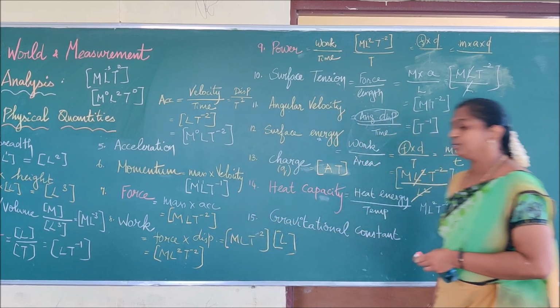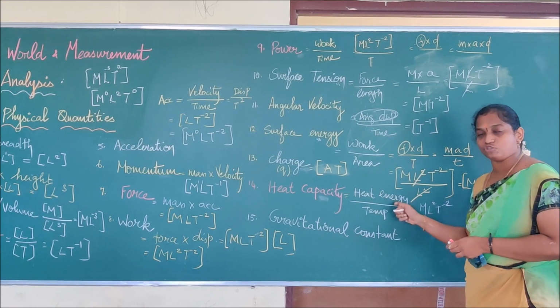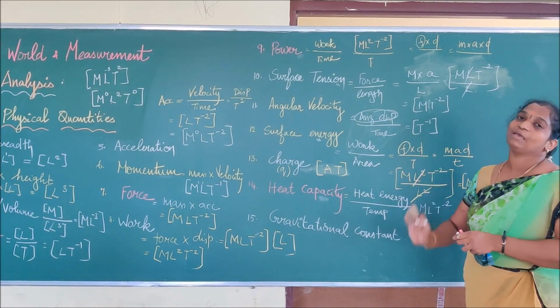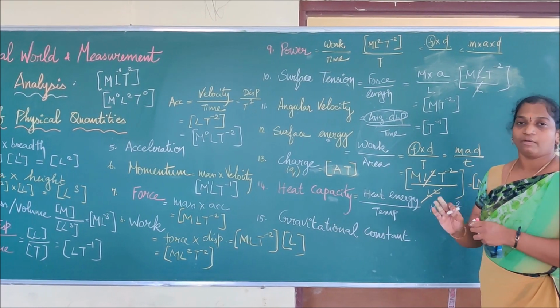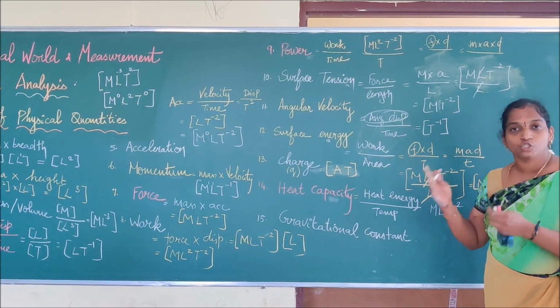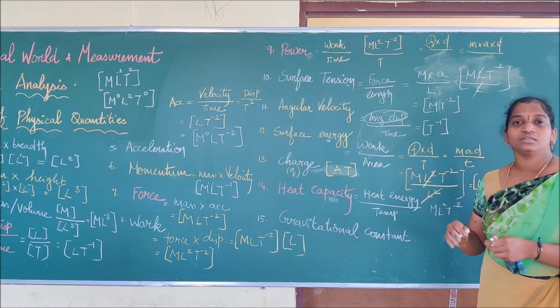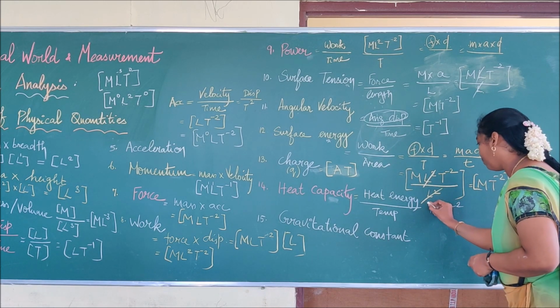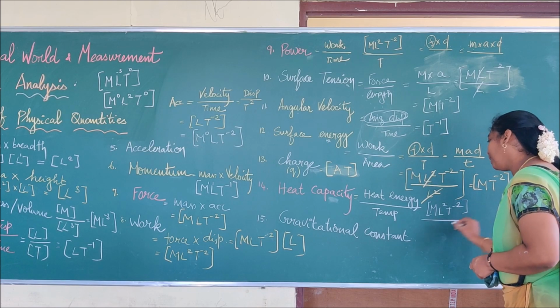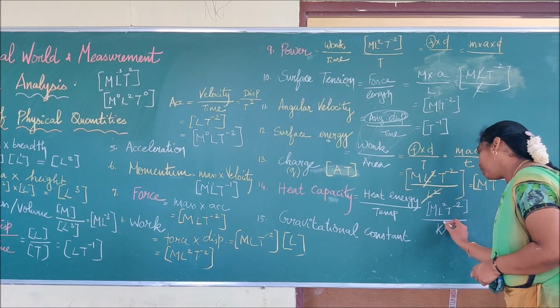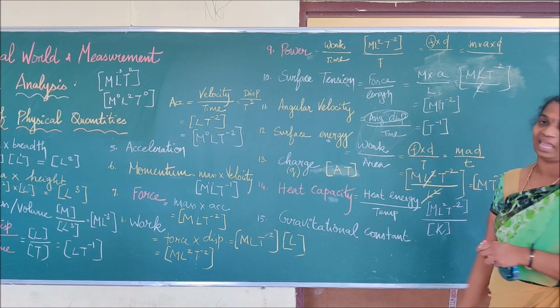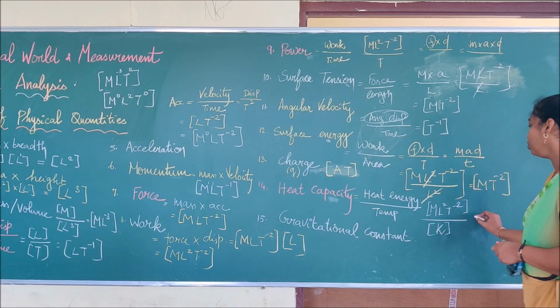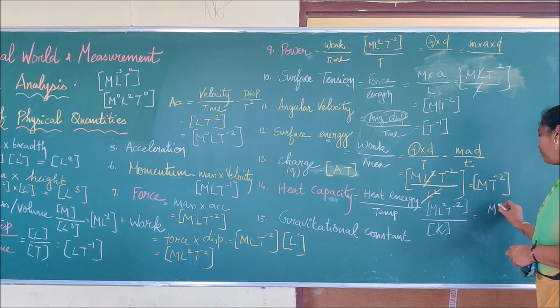ML²T⁻² is the heat energy. Energy and work have the same unit and the same dimension, right? So what will be represented in terms of joule? And energy will be ML²T⁻² divided by temperature. What is the dimension for temperature? It is Kelvin, K. Therefore, the dimensional value is ML²T⁻² into K⁻¹.